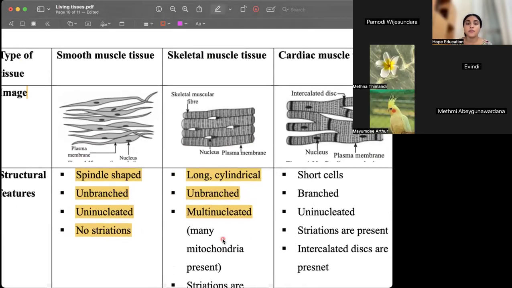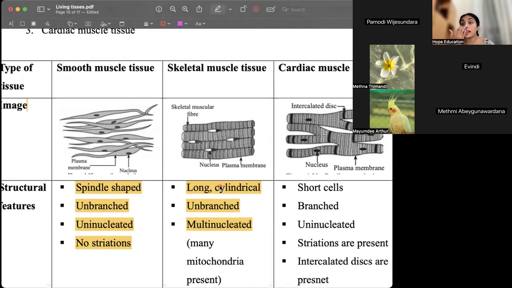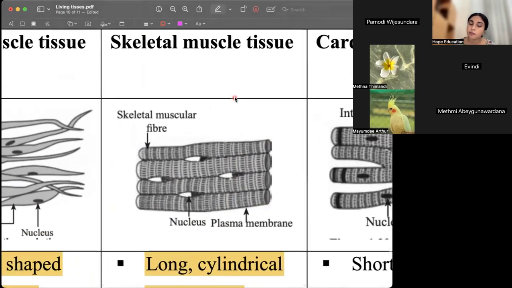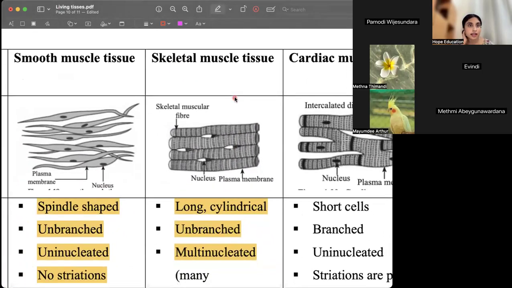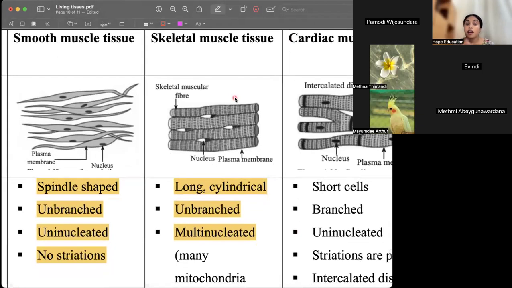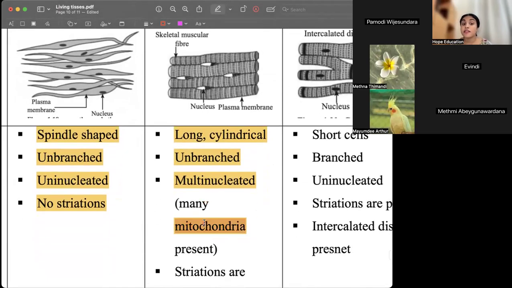Okay. So, skeletal muscle tissue, now they are multinucleated. Look at the picture again clearly. There are several nuclei in one cell or one fiber. So, several nuclei, we call it multinucleated. Not only that, children, there are many mitochondria. What is the function of mitochondria? Produce energy. Yes, produce energy.